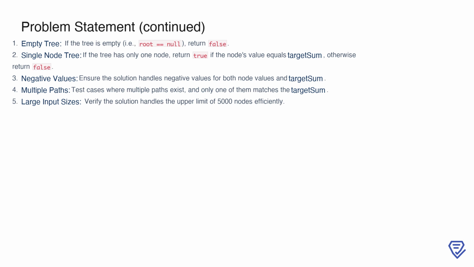The solution must also handle negative values, both in the node values and the target sum. Additionally, there may be cases with multiple paths in the tree, but only one of them matches the target sum. Lastly, the solution needs to work efficiently for larger trees, with up to 5,000 nodes, ensuring it can handle input sizes at the upper limit without performance issues.